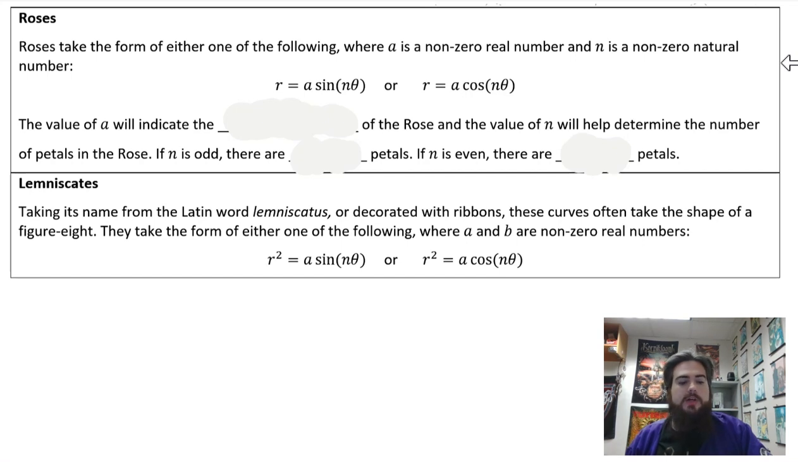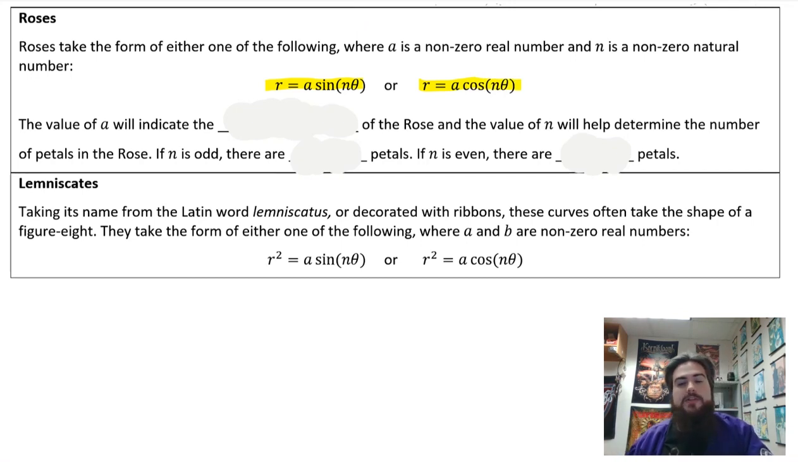In this lesson, we will talk about roses and lemniscates. Roses are curves that take the form of either one of the following, where a is a non-zero real number and n is a non-zero natural number. That means a number that is a whole number that is positive. For example, 1, 2, 3, 4, 5, etc. We have r equals a sine of n theta, or r equals a cosine of n theta.